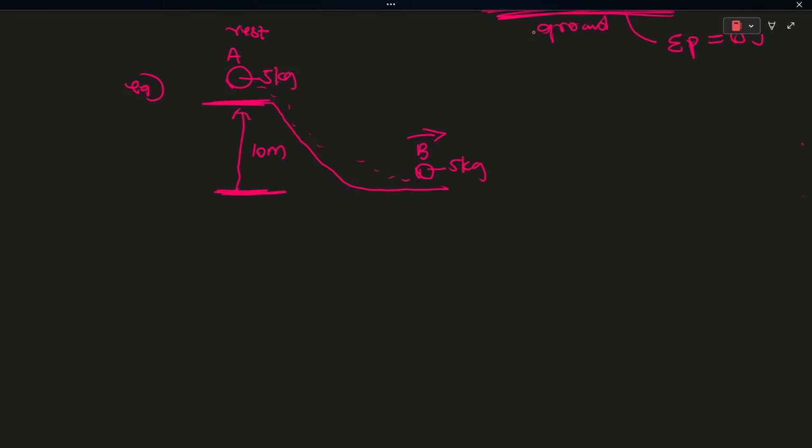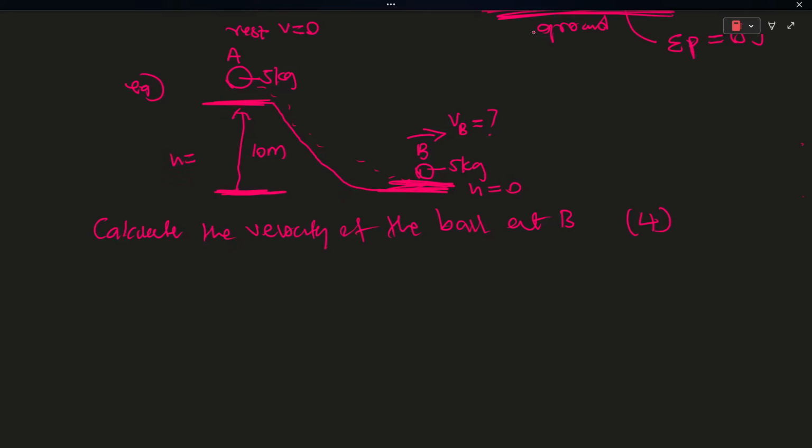I want you to see something. Now, the question I can have is: calculate the velocity of the ball at B. 4 marks. See? If you check this, at rest, the velocity at A is 0. Here we are looking for the velocity at B, and we don't know it. Since A is... since B is on the ground, H is 0, but at A, H is 10. So let's get the formula.